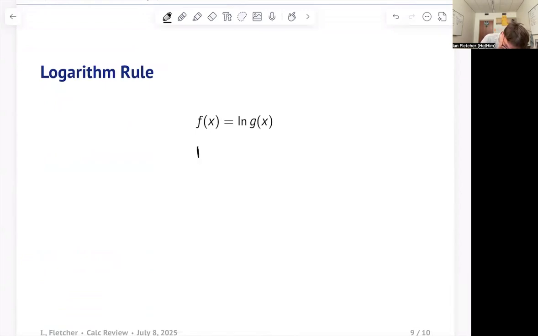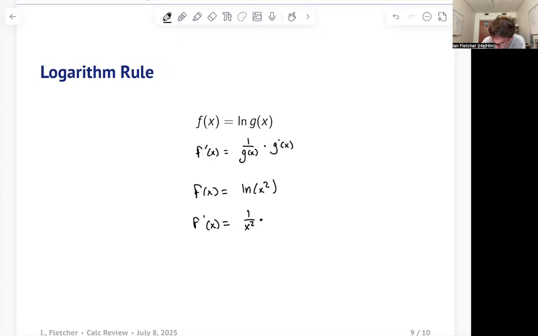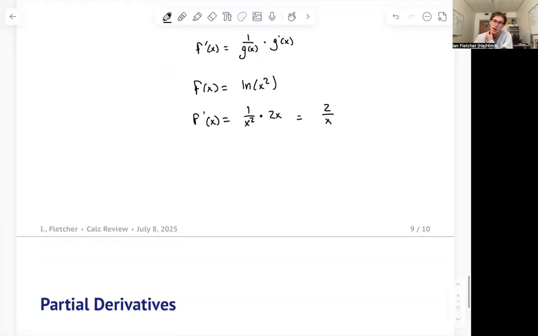For the logarithm, the derivative is simply 1 over g of x times g prime of x. So if we had f of x equals ln of x squared, f prime of x should be 1 over x squared times 2x, or 2 over x. Pretty simple, pretty straightforward. This should just be reminding you of calculus.